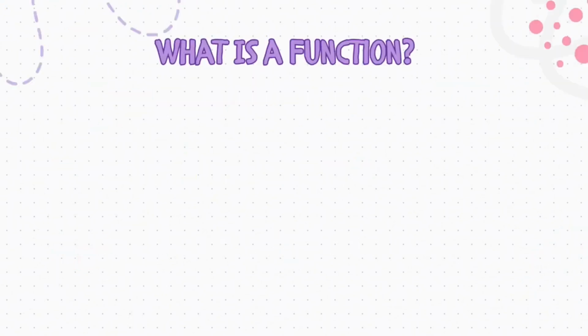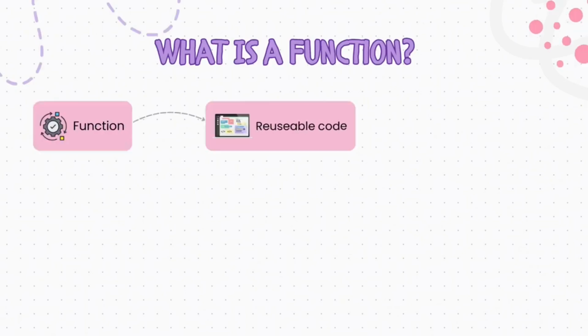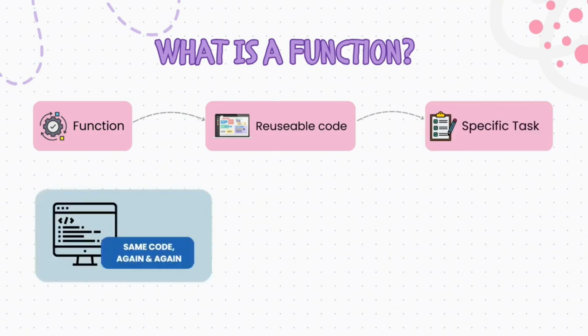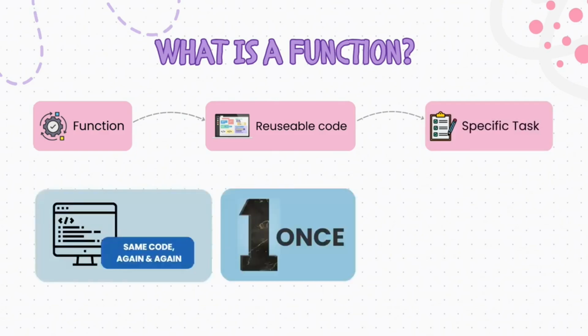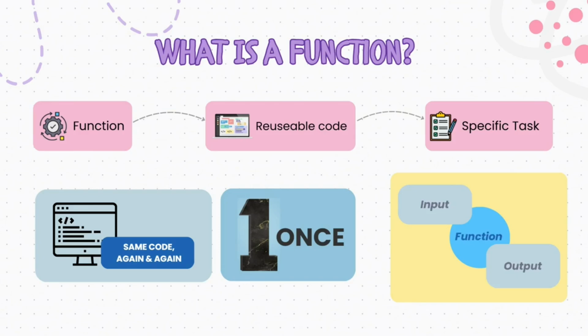So, what is a function? A function is a reusable block of code that performs a specific task. Instead of writing the same code again and again, we write it once and we call it whenever we want by passing inputs into it, and then we get the output. So that is what a function is.